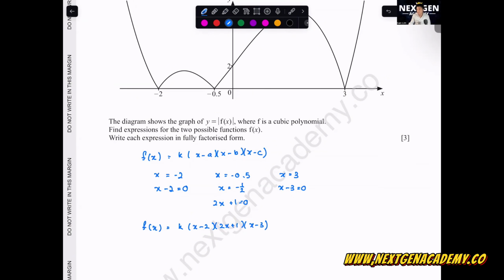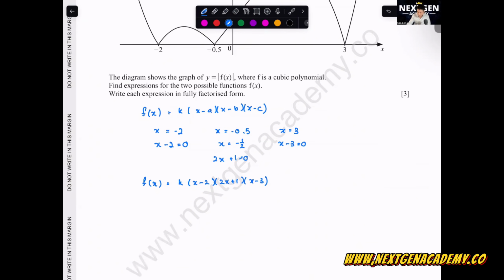Then the next value that we're going to use is the y-intercept, which is x equals 0 and y equals 2. So we substitute x equals 0 and y equals 2. We will get 2 equals k times negative 2, times 1, times negative 3. Here we get 6k, and k equals 2 over 6, which is 1 over 3.